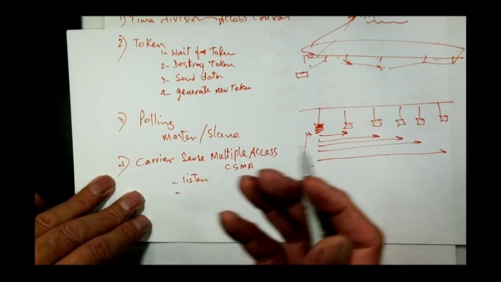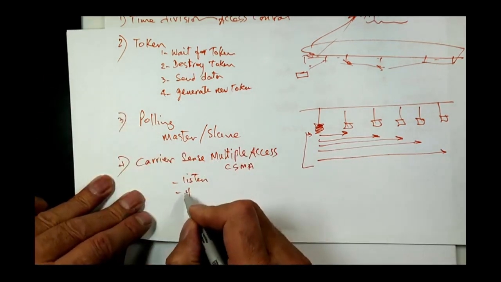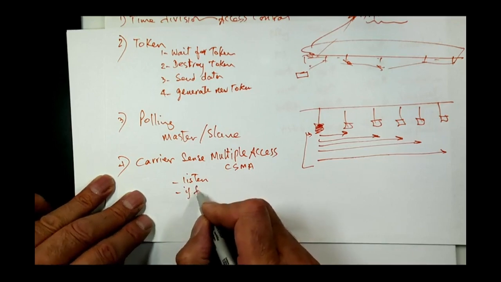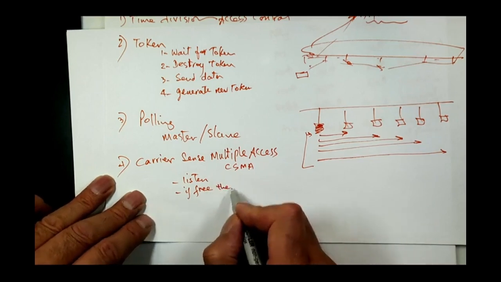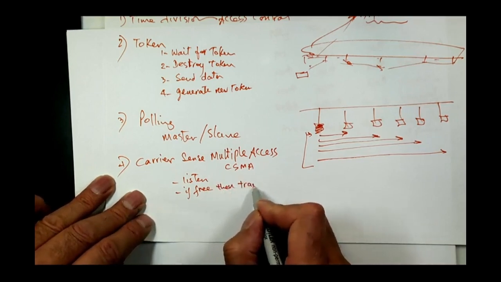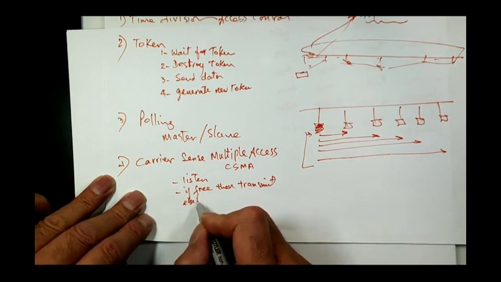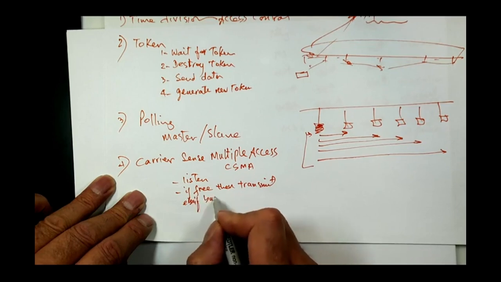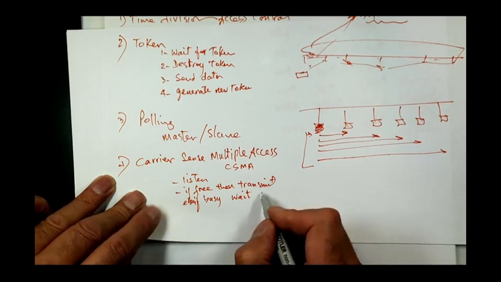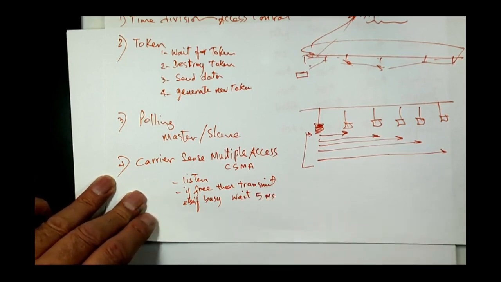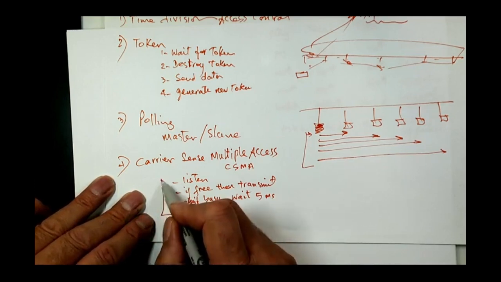Now you only have 2 conditions. Either somebody is transmitting or nobody is transmitting. If the channel is quiet, the channel is free, then send. Transmit. Else, if busy, wait. Or go to sleep for 5 milliseconds. And go back to number 1.